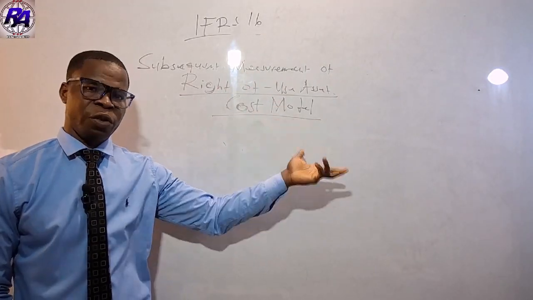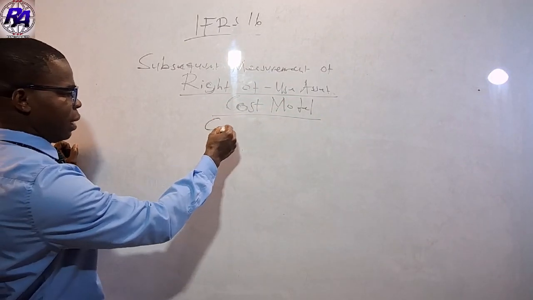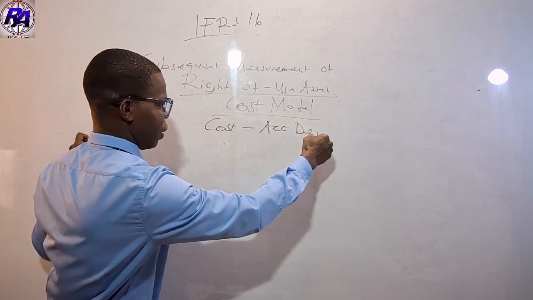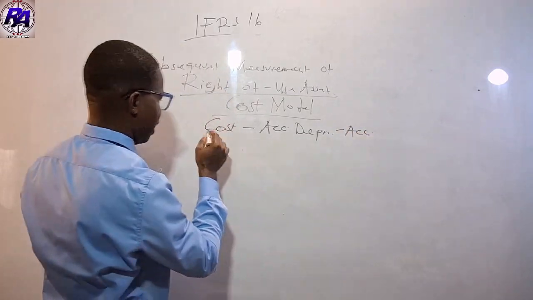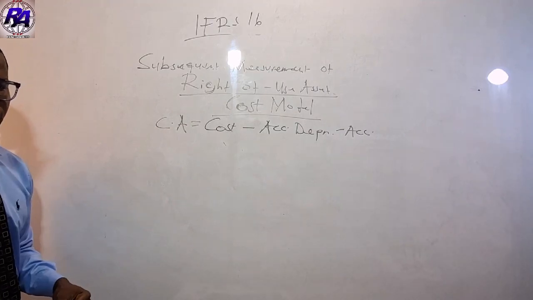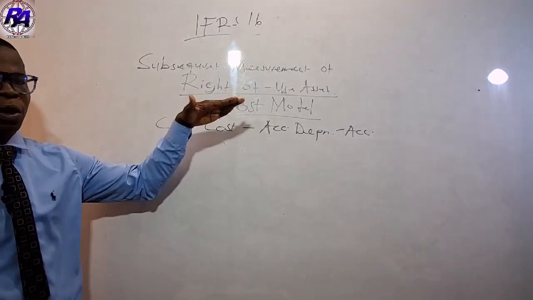And remember that when we are using the cost model under IAS 16, it is simply the cost of the asset minus accumulated depreciation. And if there is any accumulated impairment, you also deduct that one. So we apply that here to determine the carrying amount of the asset. So subsequently, we depreciate the asset. That is, we use the cost model.